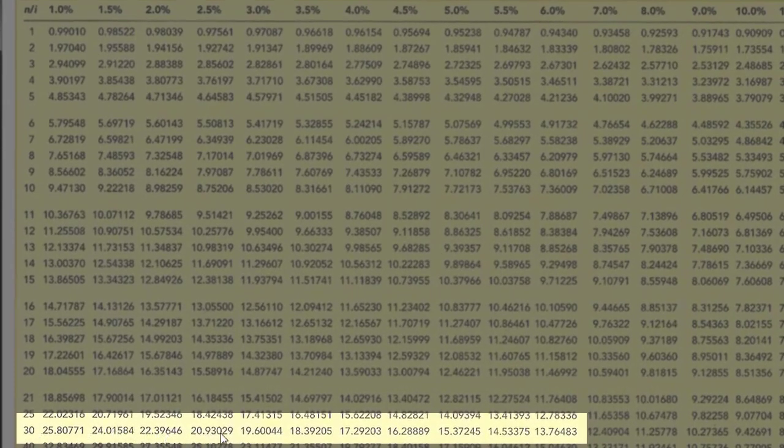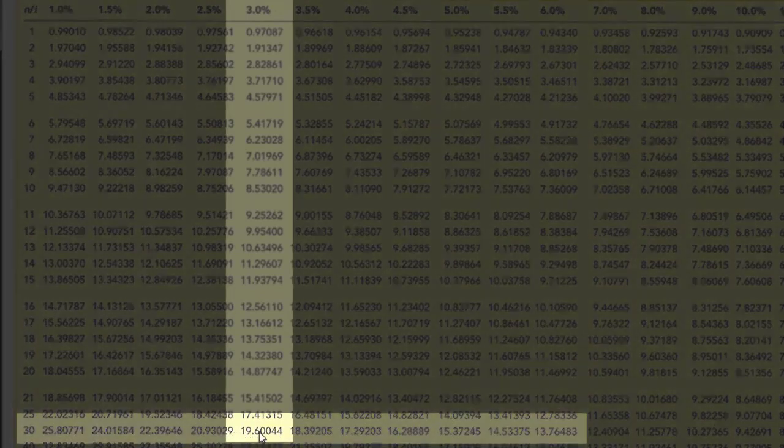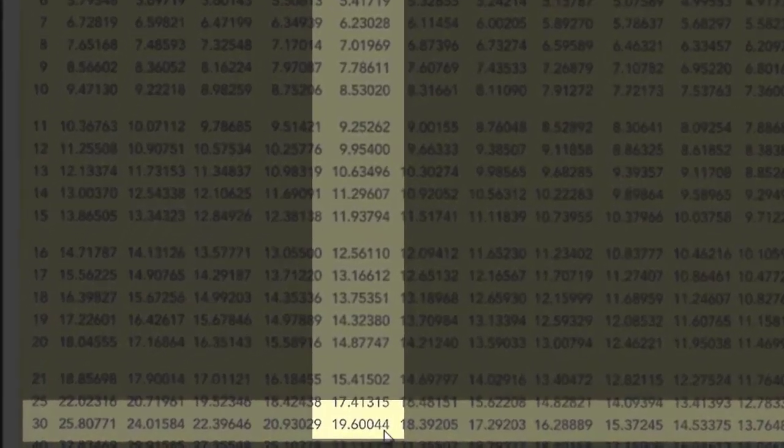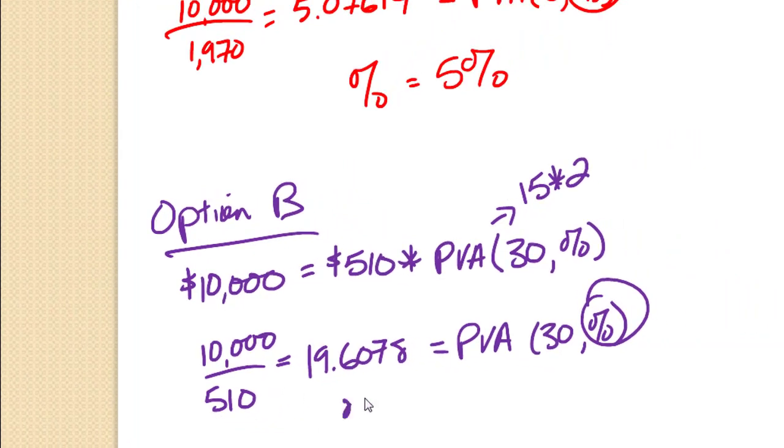So 19.6, oh, I'm not seeing it quite, but it's got to be somewhere right around this 3%, probably a little below 3, right? Because this is 19.600, and it looks like 20.97, so it'd be probably 3.1-ish or something like that, because it comes out just about right here. So to be conservative, let's use 3%.